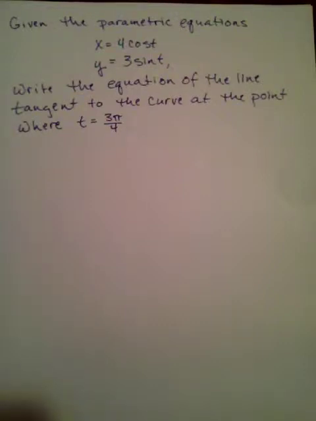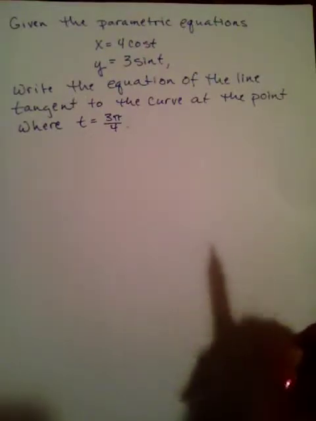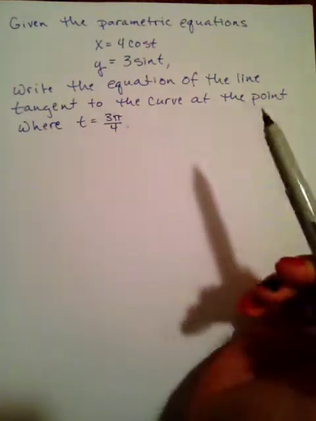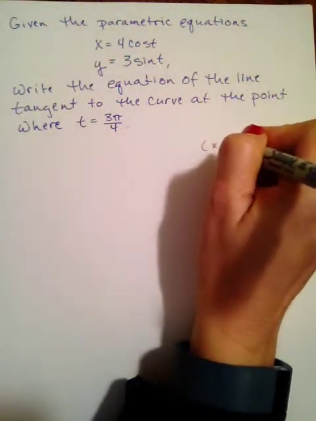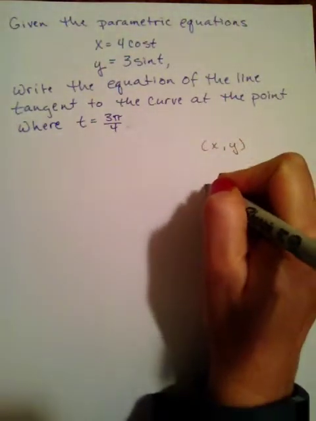Given the parametric equations x equals 4 cosine t and y equals 3 sine t, write the equation of the line tangent to the curve at the point where t equals 3 pi over 4. Okay, so to write a tangent line, you need two pieces of information. You need a point, which is an xy point, and you need a slope.